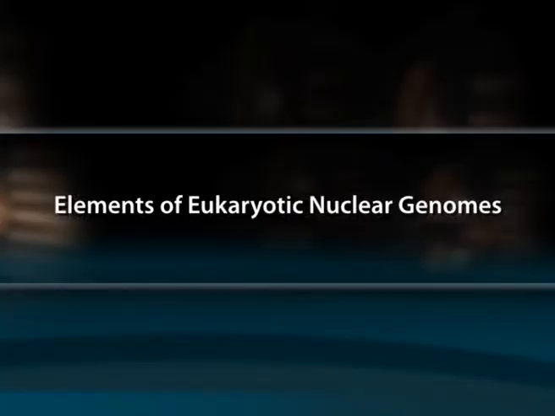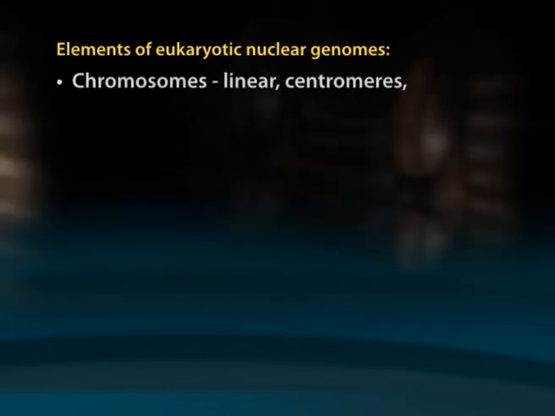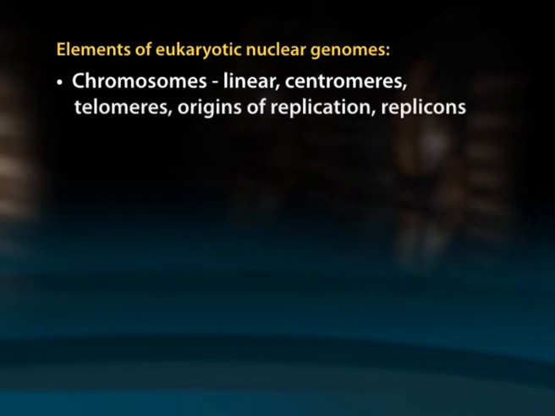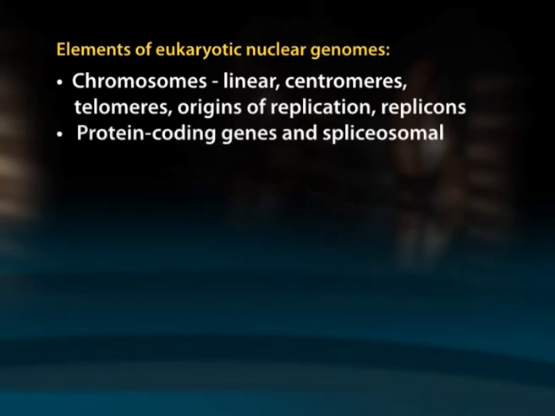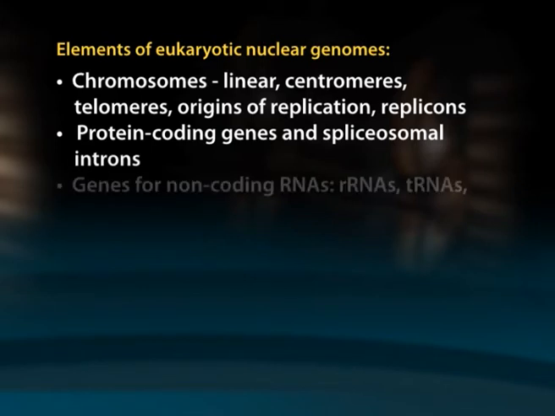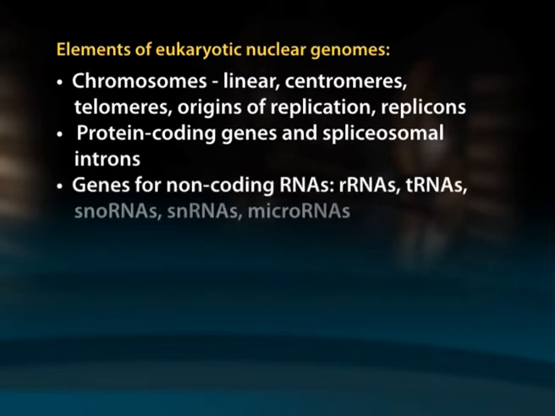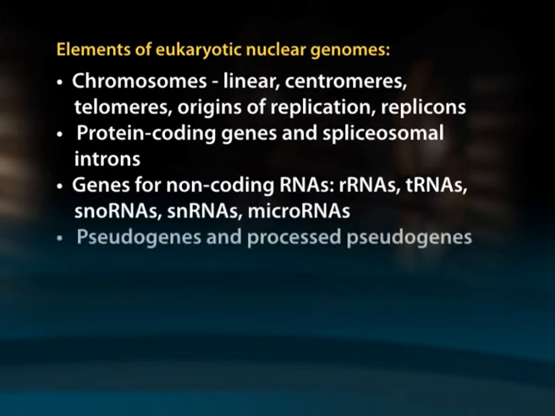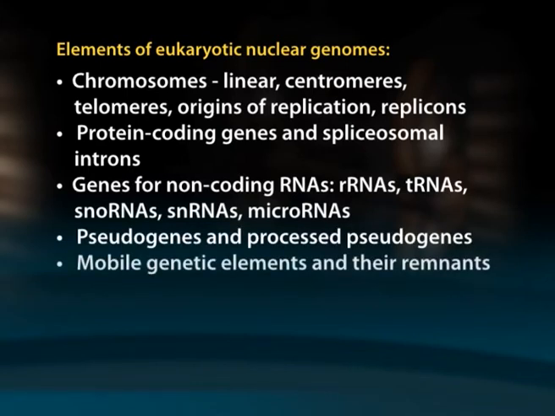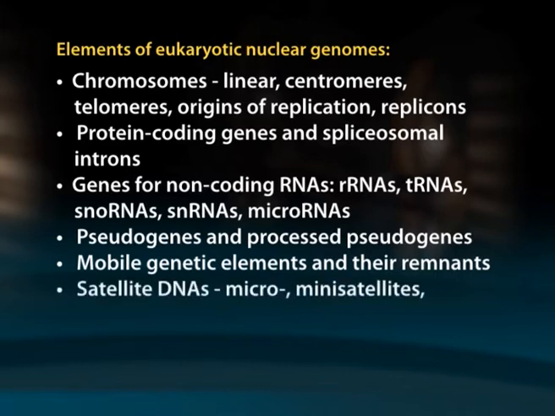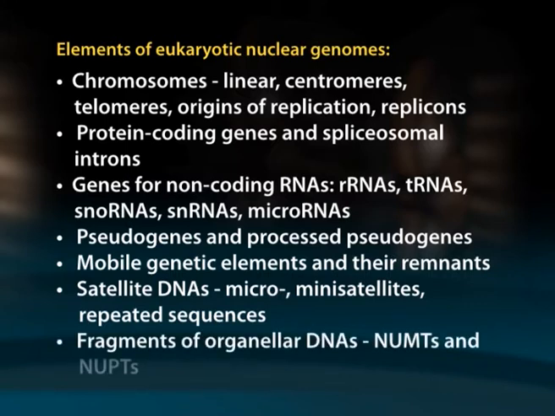Elements of a eukaryotic nuclear genome: chromosomes, which are linear, with centromeres, telomeres, origins of replication and replicons; the protein-coding genes and spliceosomal introns; genes for non-coding RNAs, ribosomal RNAs, transfer RNAs, small nuclear RNAs, small nucleolar RNAs and microRNAs; pseudogenes and processed pseudogenes; mobile genetic elements and their remnants; satellite DNAs, micro and minisatellites and repeated sequences; and fragments of organelle DNAs, nuclear mitochondrial DNA segments as well as nuclear plastid DNA segments.